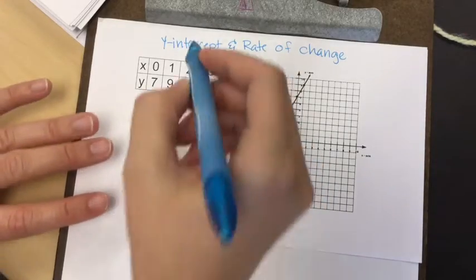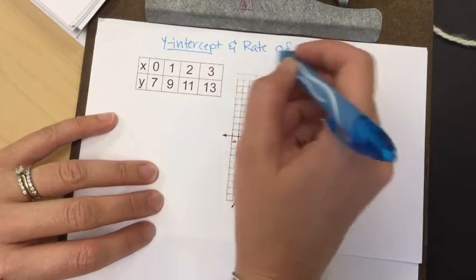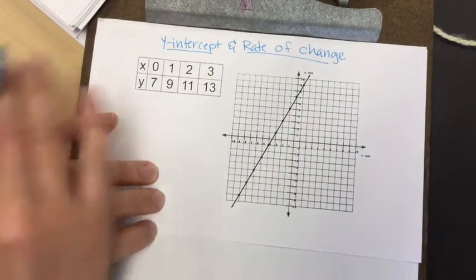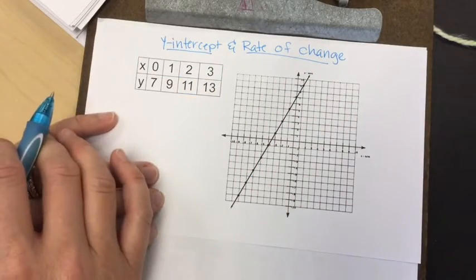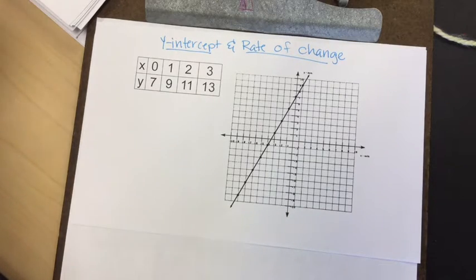This video is the toolkit that you need to talk about the y-intercept and the rate of change in both tables and graphs. And we'll also end up talking about equations too. So, when you're looking at a table, we'll start with that.